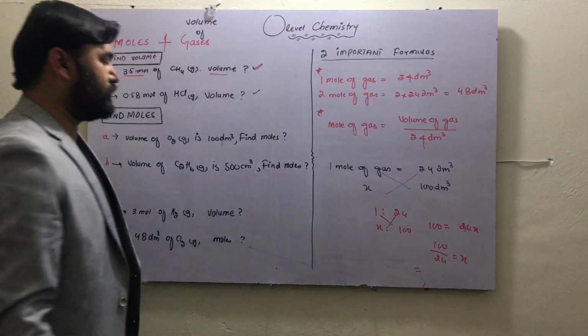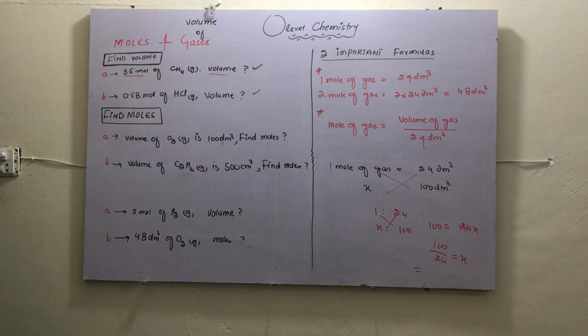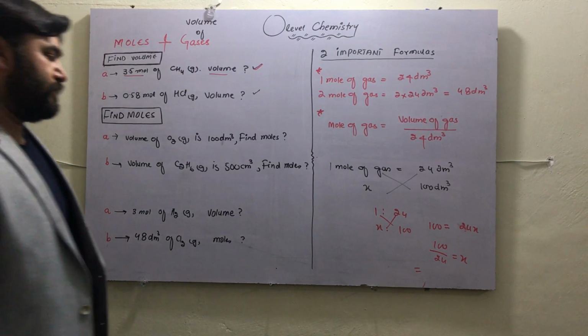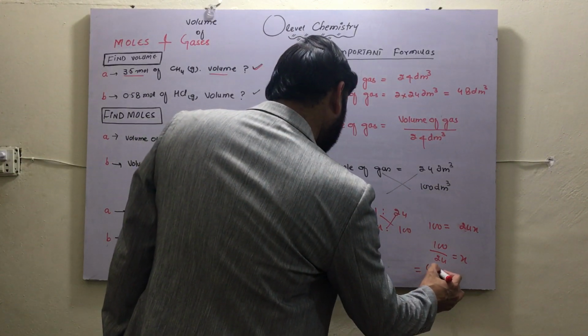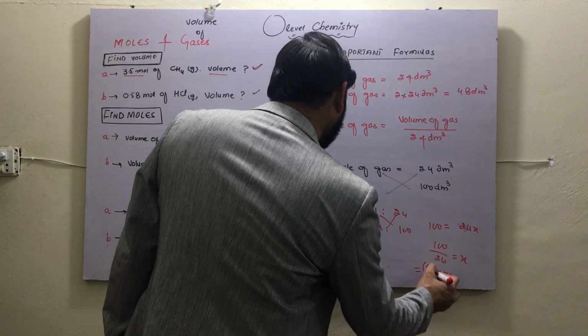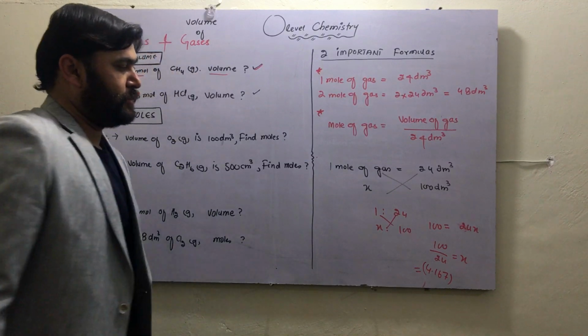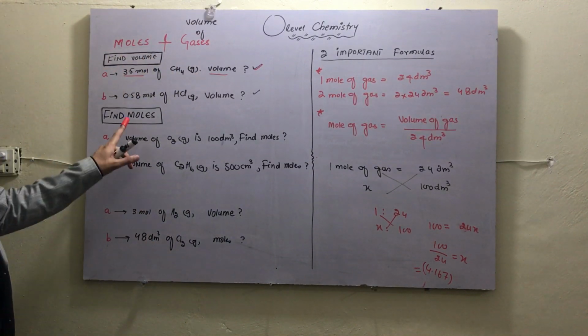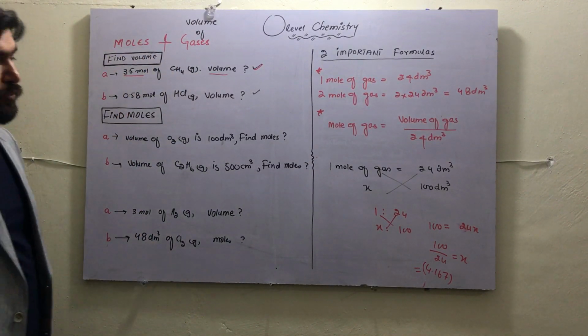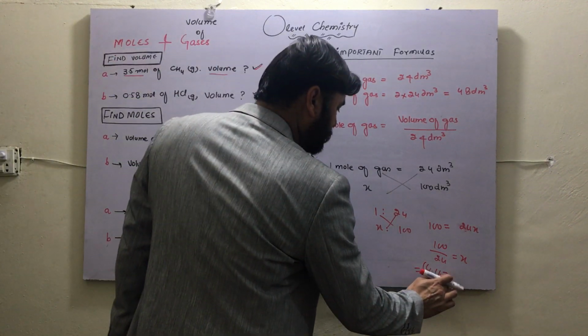So the answer of the first question we are discussing is 4.167. 4.167 is the answer. That will be moles, so we will just write mole, because the unit is mole.